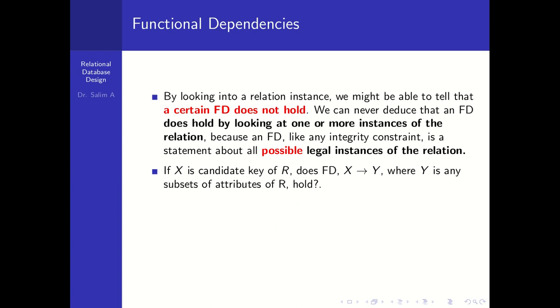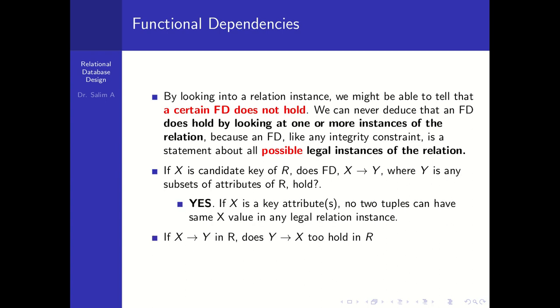If X is a candidate key of R, does the FD X determines Y, where Y is any subset of attributes of R, hold? What is your answer? Let X be a candidate key of R. Does the FD X determines Y hold or not? Answer: yes, because when X is a candidate key, no two tuples of the relation, in any legal relational instance, will have the same X value. Since there is no same X value, the violation condition will never occur. That is why X determines Y will hold if X is a candidate key. Yes, X determines Y in R.